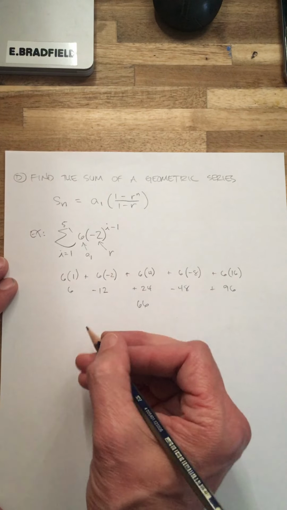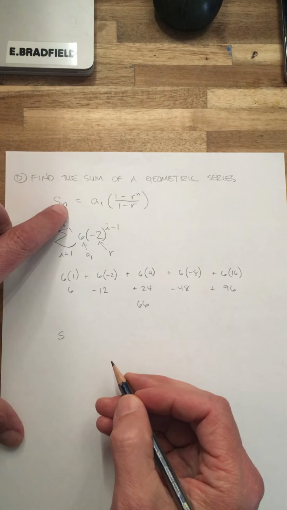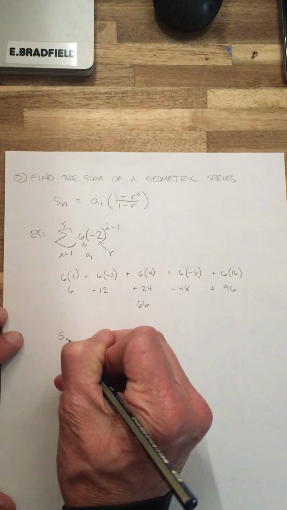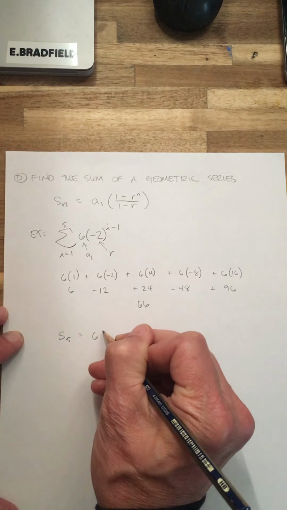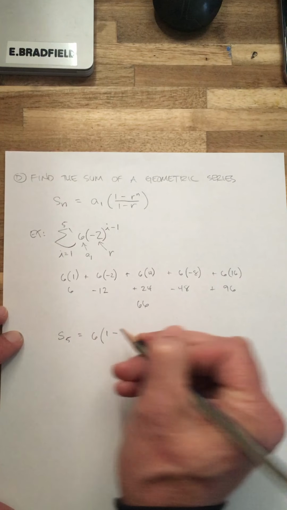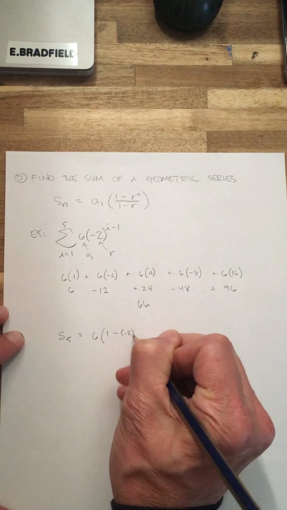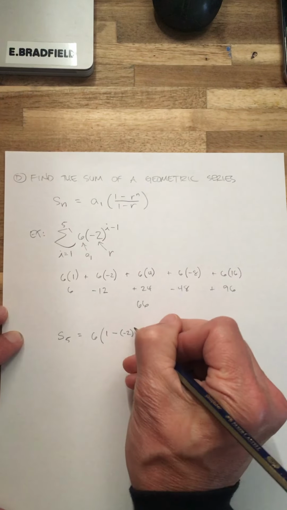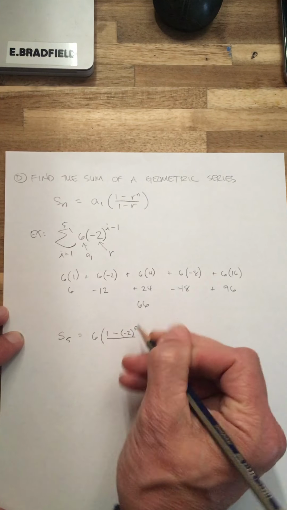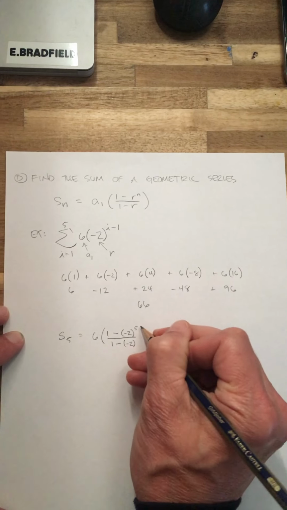So here we go. We have S sub n. We want the sum of n terms. How many terms did we want? 5, so this is S sub 5, and that's going to equal a sub 1, which is 6, times 1 minus, now your r is negative 2, so negative 2 raised to the power of that nth term, which is 5, all over 1 minus negative 2.